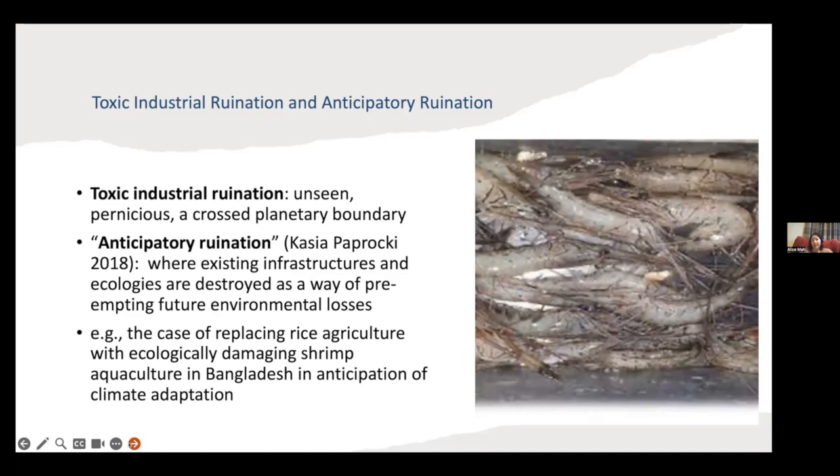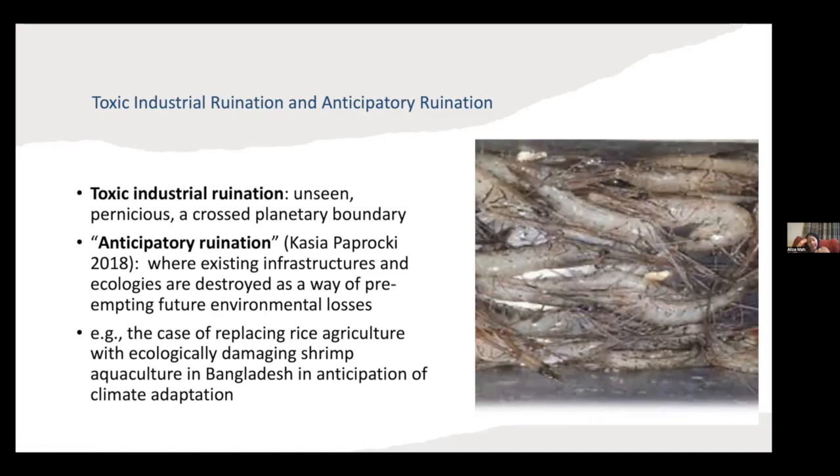And just over the past year, researchers have said we've now crossed the planetary boundary of chemical and plastics pollution, alongside the climate crisis and many other planetary boundaries. So we are now living within unsafe limits of chemical pollution throughout the world. And I think there are different sides of thinking about ruination in the future and transition.